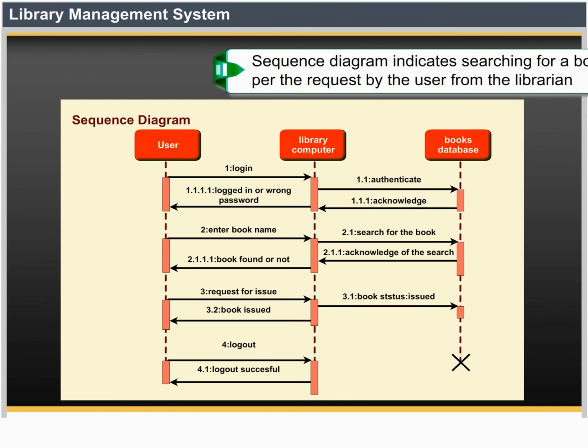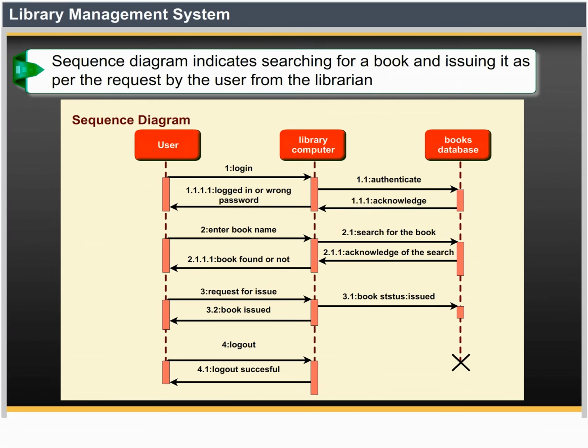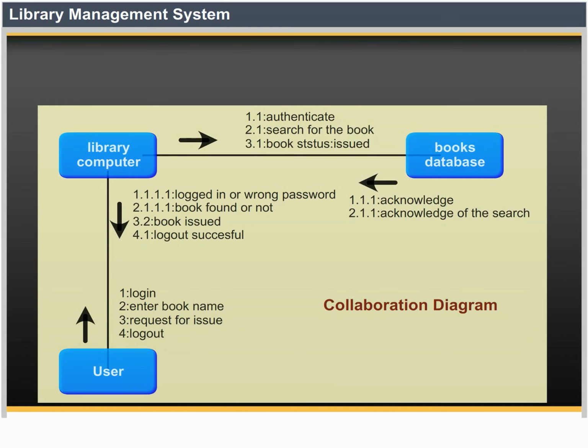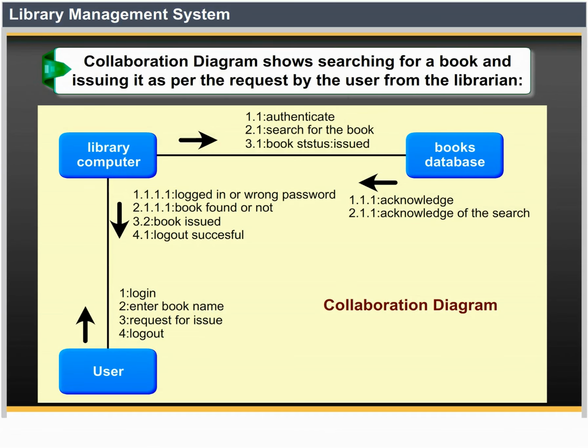Sequence diagram. Sequence diagram indicates searching for a book and issuing it as per the request by the user from the librarian. Collaboration diagram. Collaboration diagram shows searching for a book and issuing it as per the request by the user from the librarian.